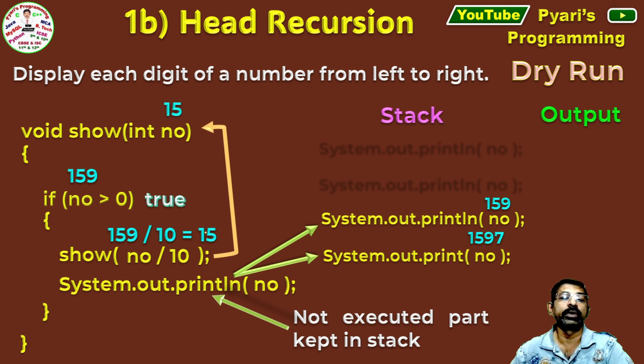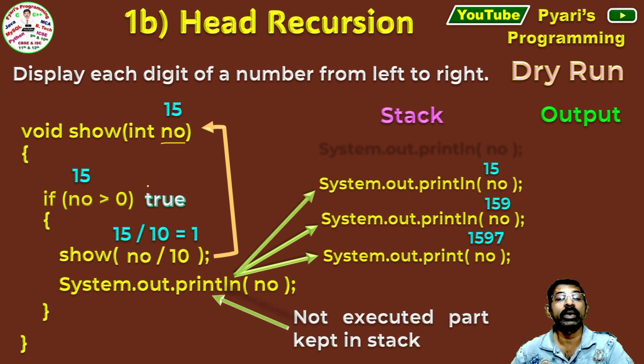Now, no is 15, because 15 is stored in no. In the if condition, 15 is greater than 0, condition is true. It will get into the body of the if condition, no by 10, the quotient is 1. Then call the method, but before calling the method, the statement which is not executed will be kept on the stack. During that period, the number is 15. You can check it from here.